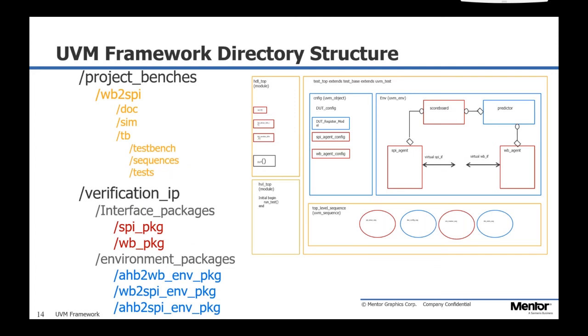This is the directory structure of everything. I'm not going to talk to this slide a lot, just kind of point out that each one of the agents is going to have its own little package down here. I can then create an environment. I can instantiate one environment within another. These are all reusable things. These project benches, that's specific to my particular project. That's kind of where we split this. The verification IP is things that I might reuse, and the bench is something that's just for this one project.